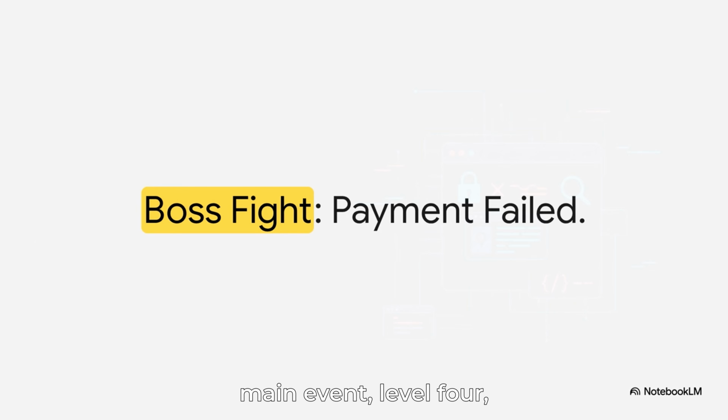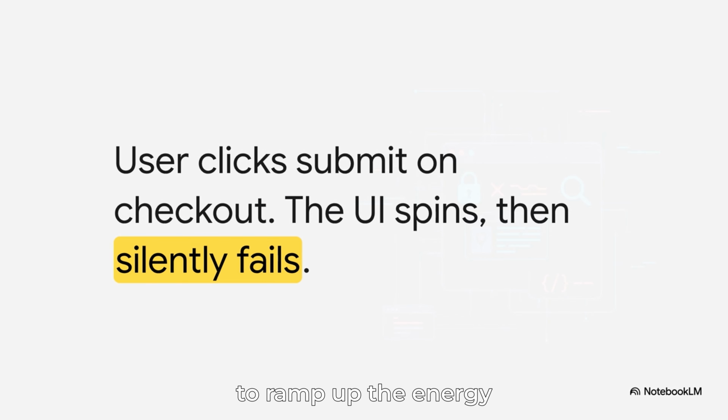And now for the main event, Level 4, Boss Fight, Payment Failed. All right, it's time to ramp up the energy and apply everything we've just learned. Paint this picture in your mind. We're on a public demo sandbox, something like saucedemo.com. We've got Chrome DevTools open on the right side of our screen, dark theme engaged, obviously. We fill out the payment form, we hit submit, and the UI just spins, and then it silently fails. There's no error message on the screen. Nothing. Well, time to pull out our cheat code.